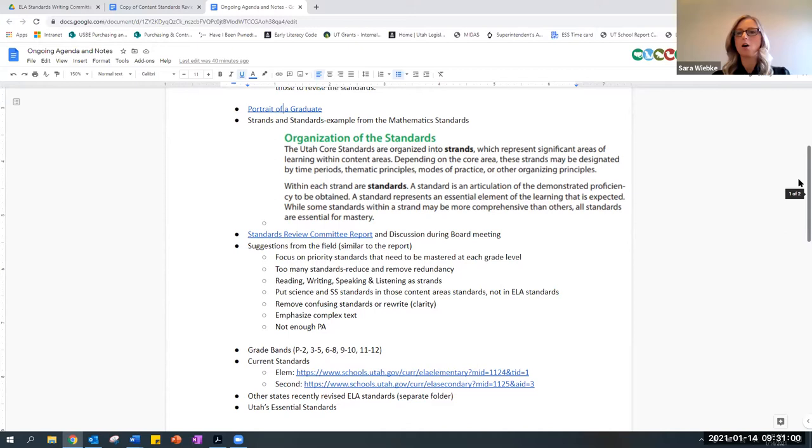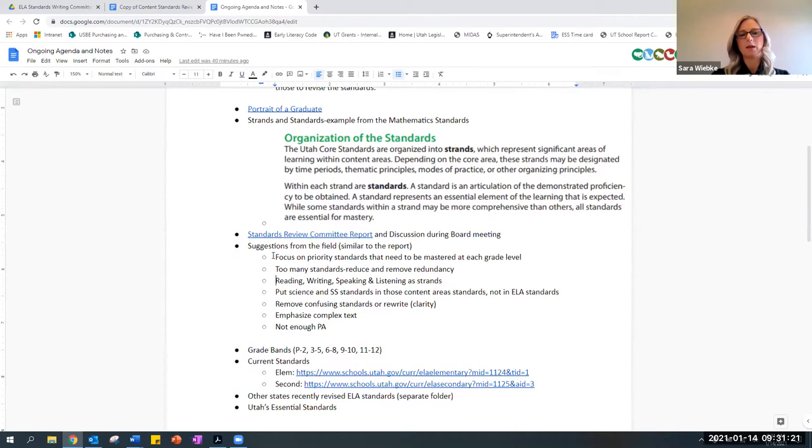Before we go into the report, I will add this suggestions-from-the-field area. This is what we've heard over the years. The field is really wanting a focus on those priority standards. Like I said, there are too many, and they want to know what is the minimum set of standards that need to be mastered at each grade level. They want to reduce and remove any redundancy.